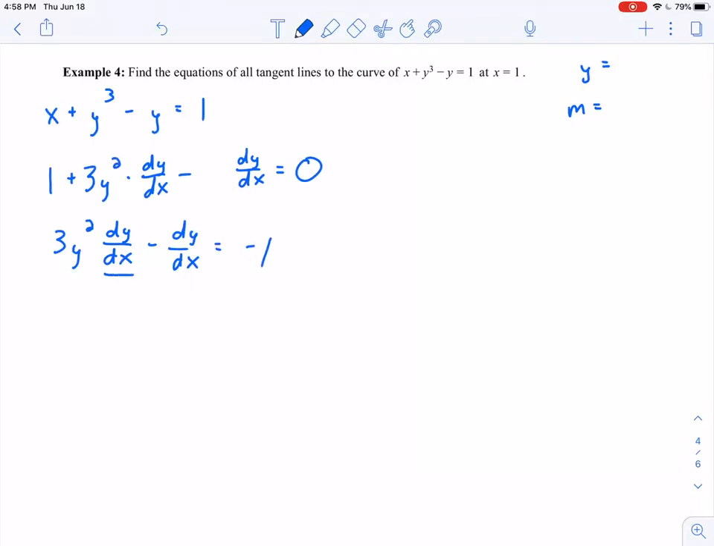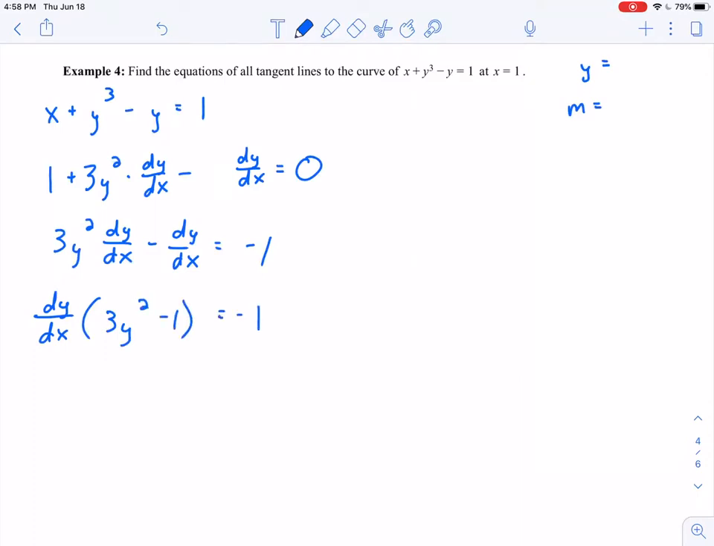And then I want to factor out this dy dx as I've done in the last two problems. So dy over dx, that leaves me with 3y squared minus 1 is equal to negative 1. And then just divide by 3y squared minus 1. So dy dx is equal to negative 1 divided by 3y squared minus 1. So there's my derivative, and I know that's going to end up telling me the slope of the tangent line. But if I look at my derivative, remember we said in the last problem it might depend on both x and y. And here it actually just depends on y.